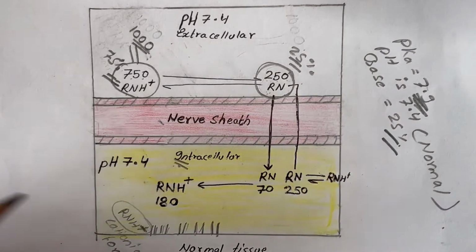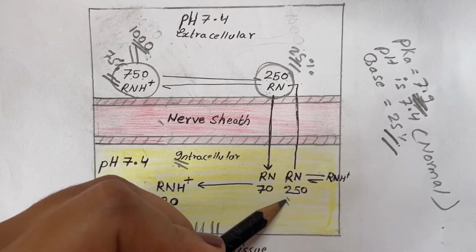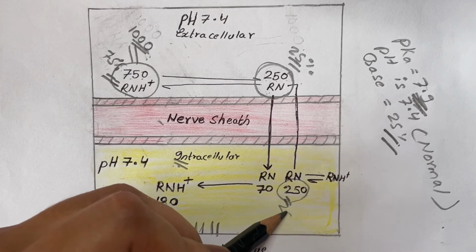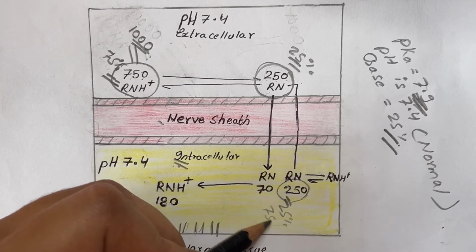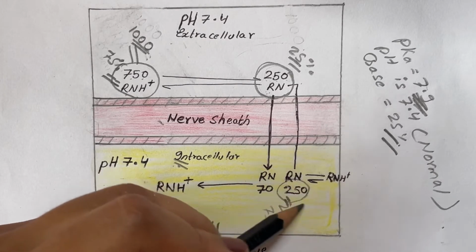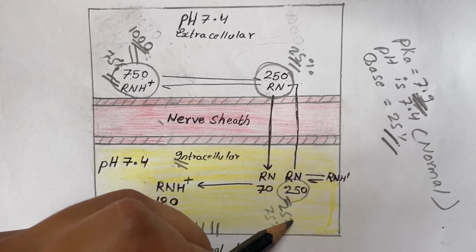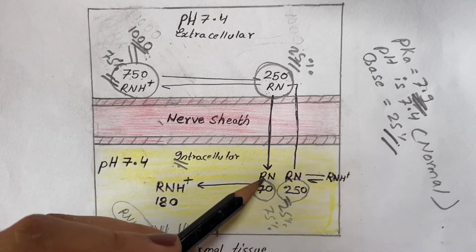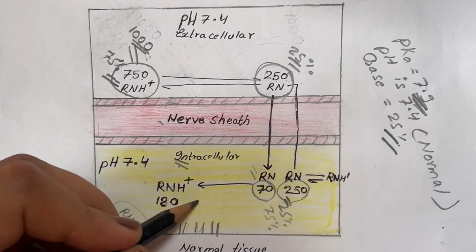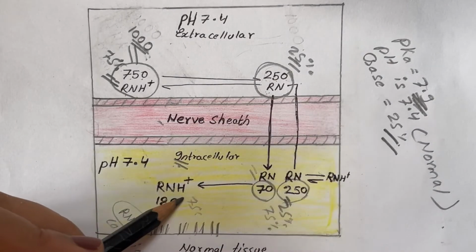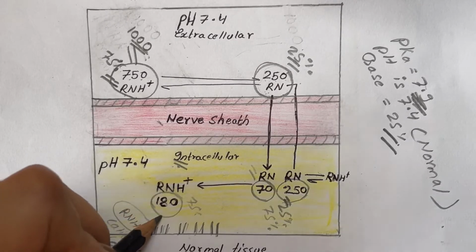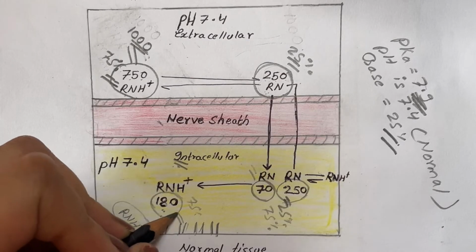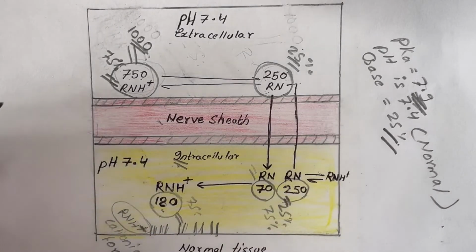Also in the intracellular area, of the 250 free base molecules, 25% remain as the free base form and 75% change into the cationic form. That means about 70 remain as the free base form, and 75%, that means about 180, change into the cationic form, and those 180 cationic molecules bind to the ion channel. And in this way the cycle gets repeated.